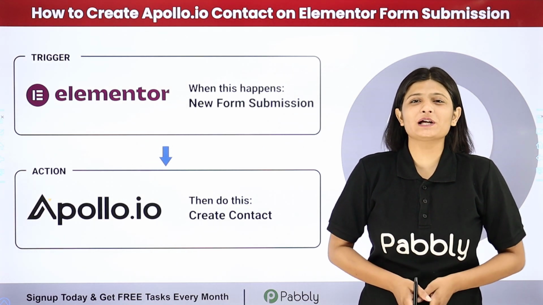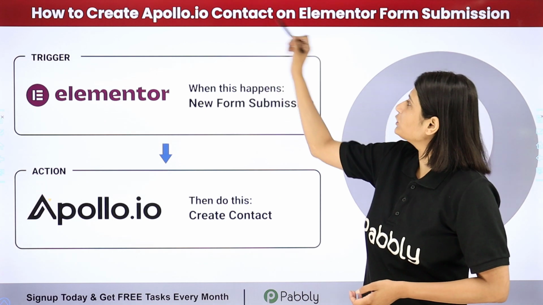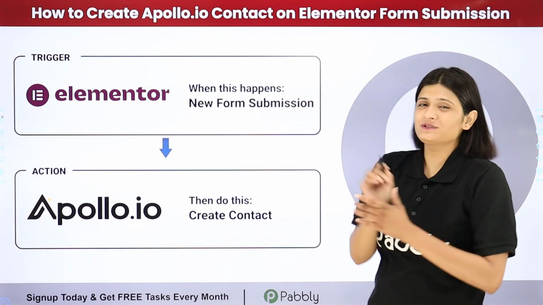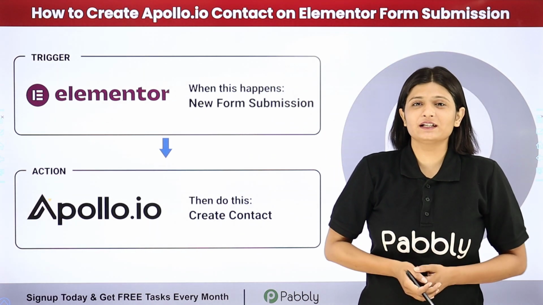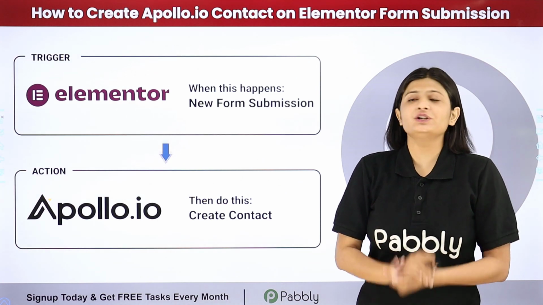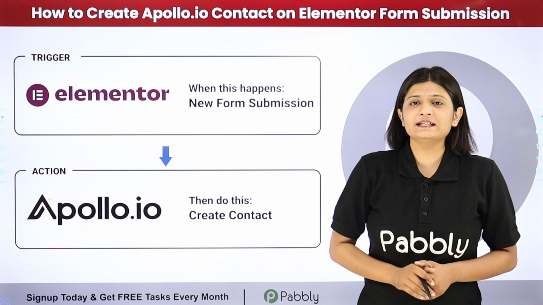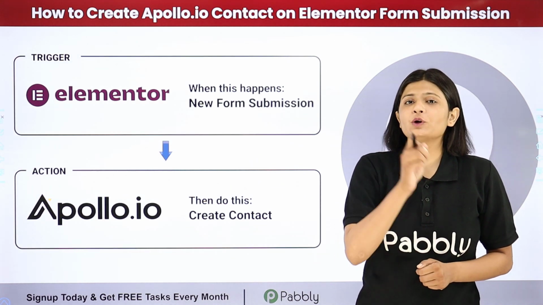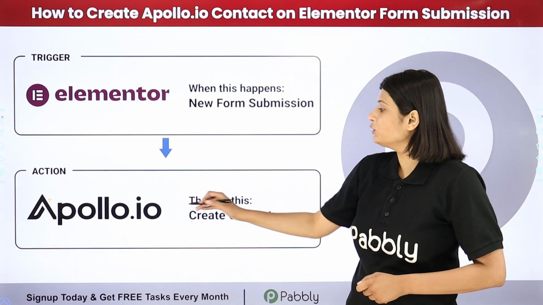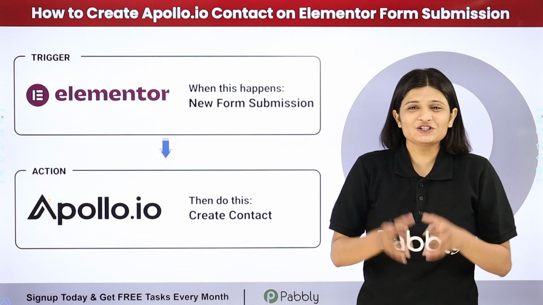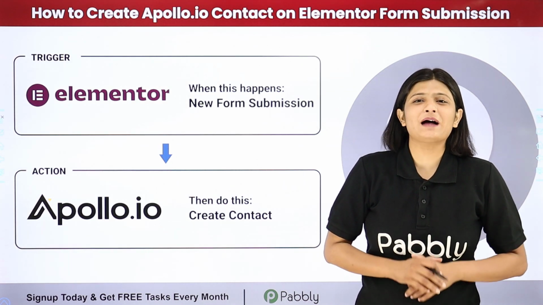So in this video, we are going to learn how to create Apollo.io contact on Elementor form submission. So let's suppose I'm running a business and I'm collecting all my potential leads with the help of Elementor form. Now I want that whenever a lead submits the form, a contact should be automatically created in my Apollo.io account. So to do this automation, I'm going to use Pabbly Connect.